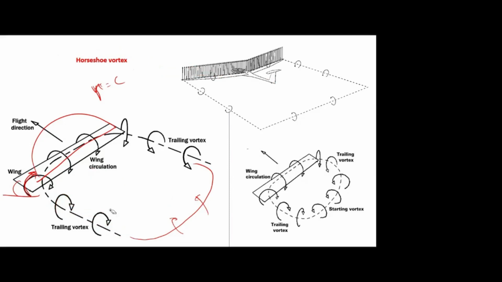So in this case, you can include that also: lift generation, side leakage flow, wingtip vortices. We can take that starting vortex also, then we get this closed loop. Is that clear? Yes, sir. Okay.